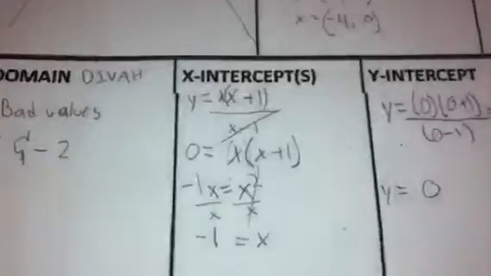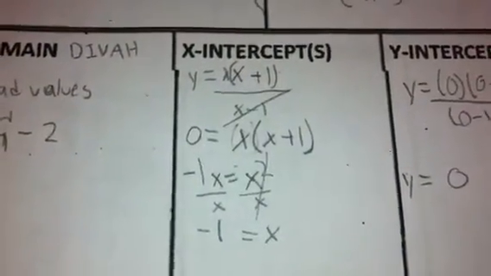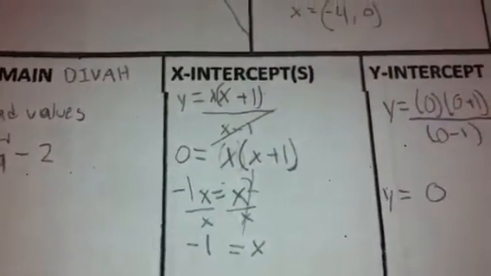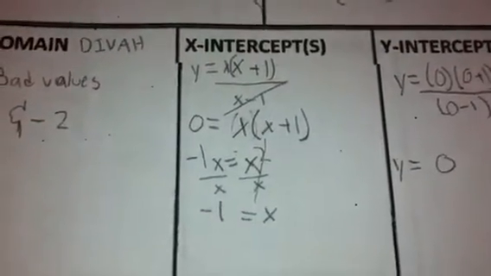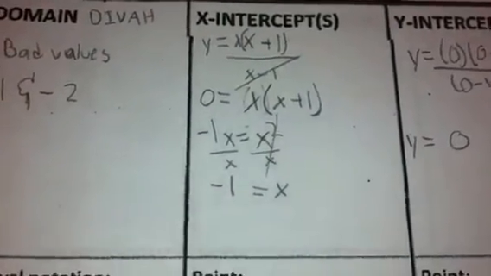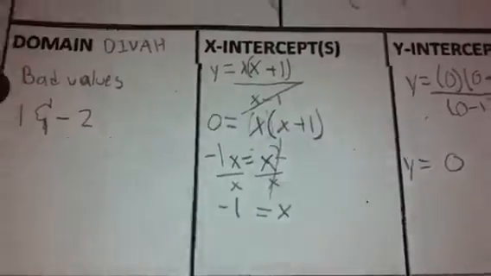For our x-intercepts, we set y equal to 0. We cross out the denominator, and we basically get x = -1.